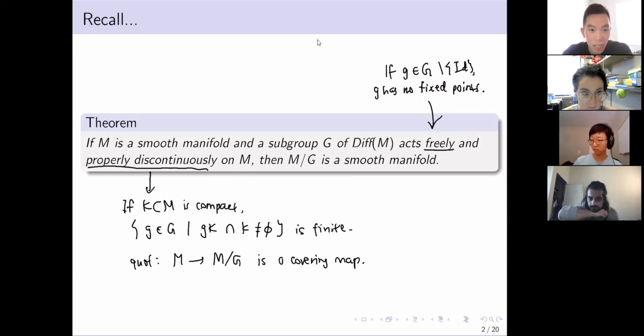So a question that I have in mind is, what happens if I drop the assumption that the action has to be free? This is a bit too restrictive. What happens if the action does have fixed points?